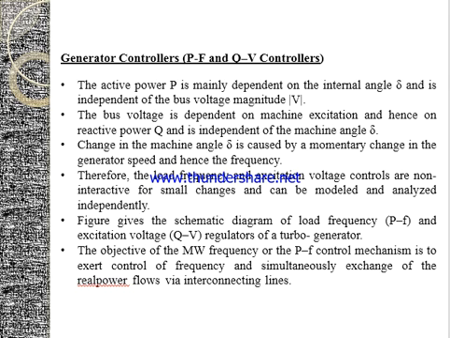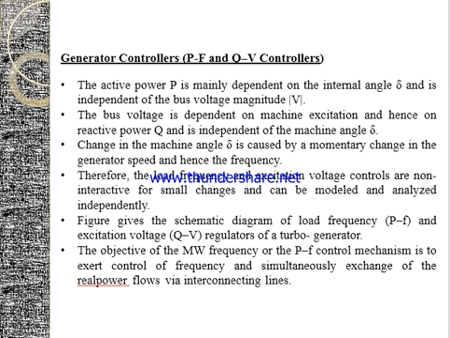While looking at the generation controllers, the active power is mainly dependent on the internal angle delta and is independent of the bus voltage magnitude. The bus voltage is dependent on the machine excitation and hence on reactive power, and is independent of the machine angle. Change in the machine angle is caused by a momentary change in the generator speed and hence the frequency. Therefore, the load frequency and excitation voltage controls are non-interactive for small changes and can be modeled and analyzed independently. The load frequency and excitation voltage regulators of a turbo generator can be shown schematically, and we can see in the later figure how they are affected.